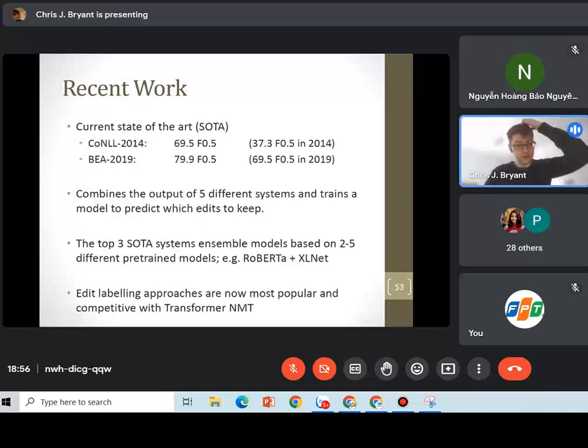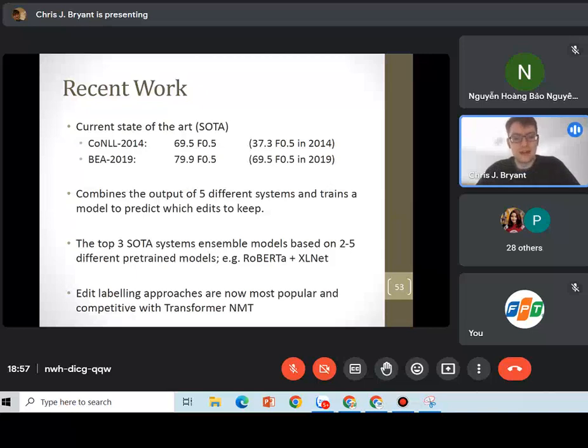In terms of recent work, these are the latest scores, or the highest scores on these data sets to date. And for comparison, I've got the scores from the shared tasks in the past. As you can see, there's a massive increase on CoNLL 2014 and even a 10-point increase on BEA, which just shows how much performance is increasing over time.